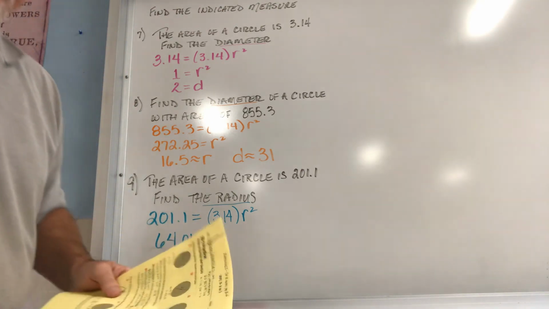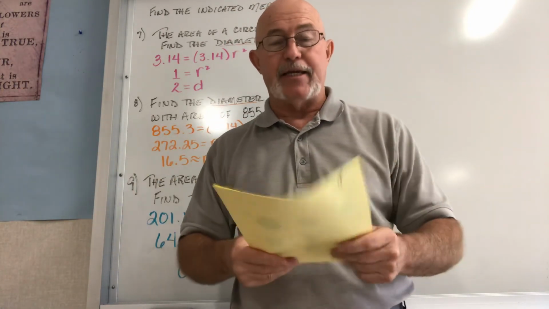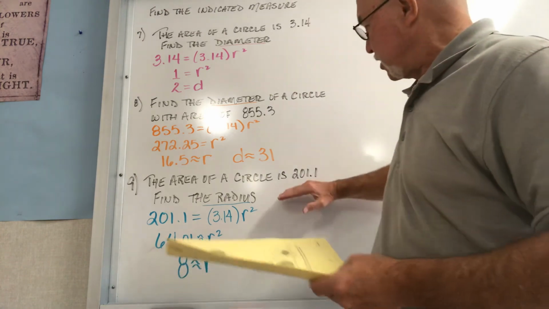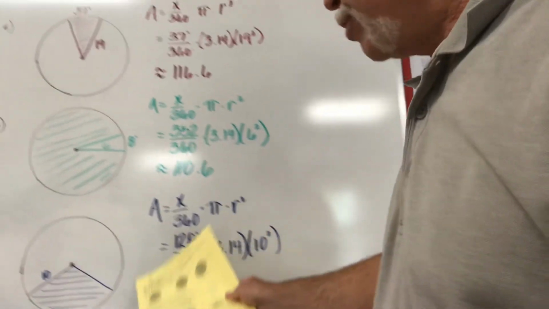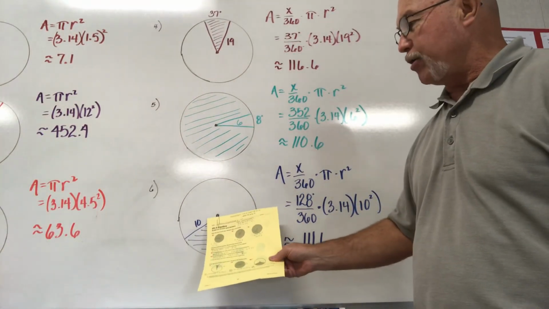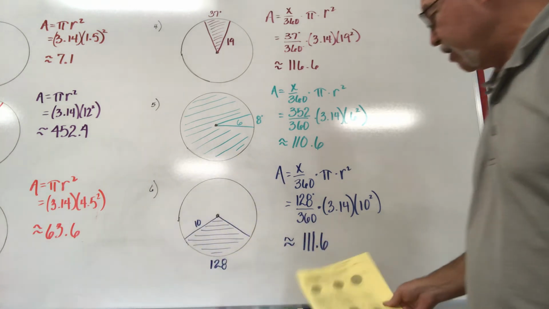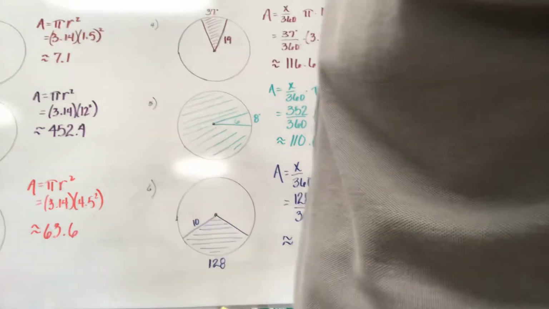Once again, this is calculator math. The numbers are all here. Just punch it in. Make sure that the answer makes sense. Make sure that you don't get like 80 or 800, because that's not going to make sense. On the last one we did, 128 is about a third of the circle. So if you run through your mind, 10 squared is 100, times pi is going to be 314. Is 111 approximately a third of that? Yeah, that's what I mean by making sense.